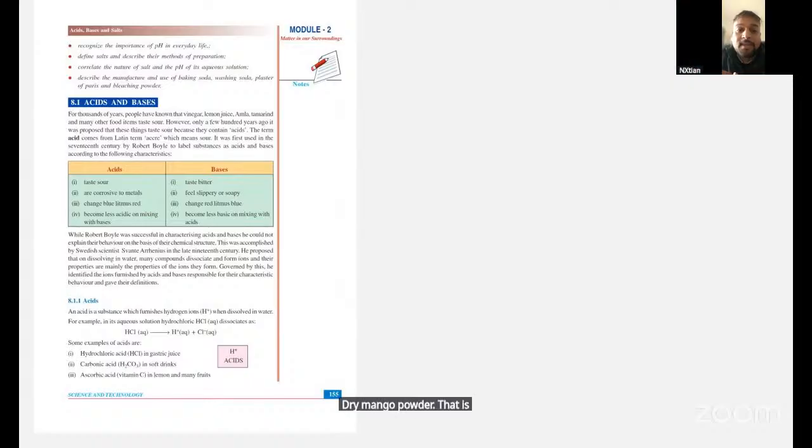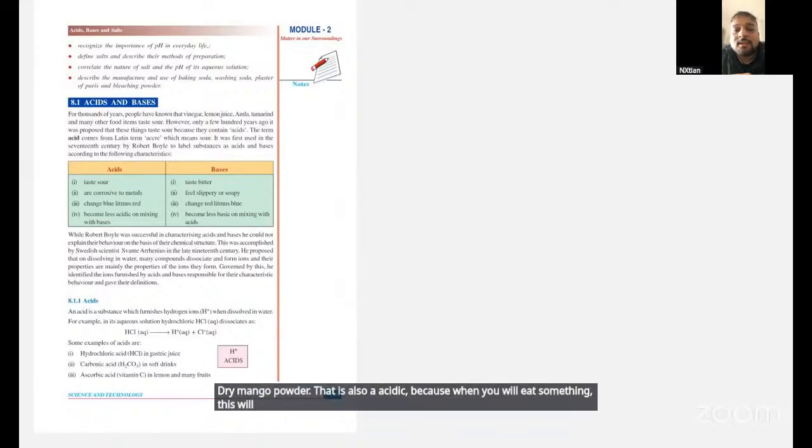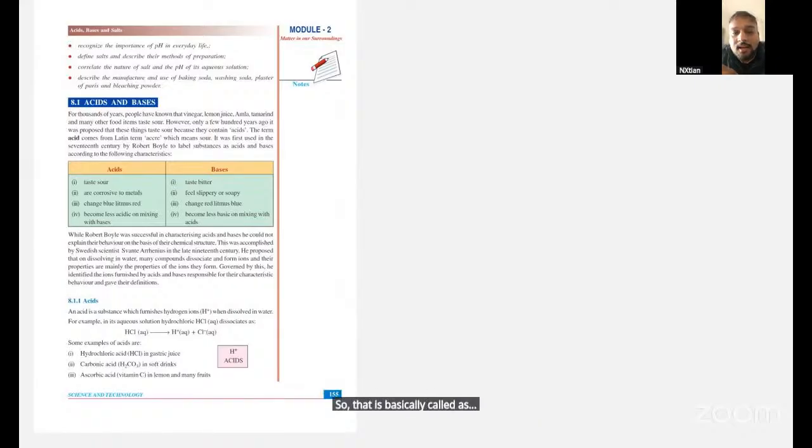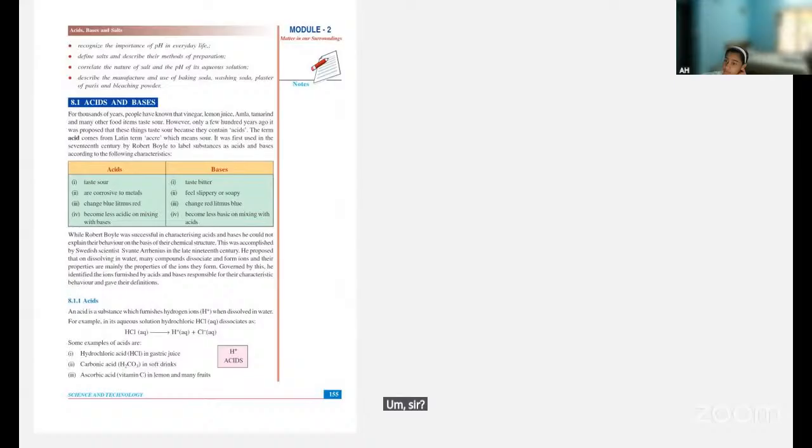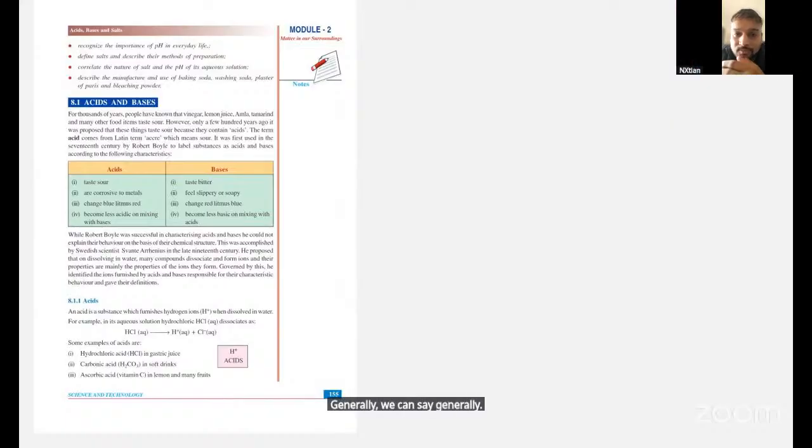That is also acidic, because when you eat something like this, a sour sensation will come, no? So that is basically called an acid. Anything, like nimbu, lemon, has citric acid. Anything that tastes sour is an acid, generally. There are some exceptions, because chemistry is all about exceptions, but generally anything that gives this sour taste when you eat it is called an acid.